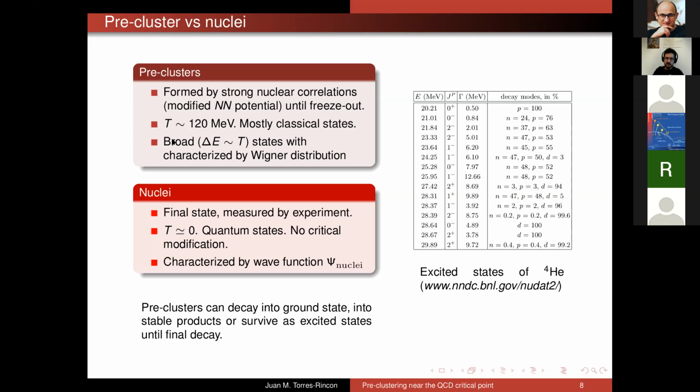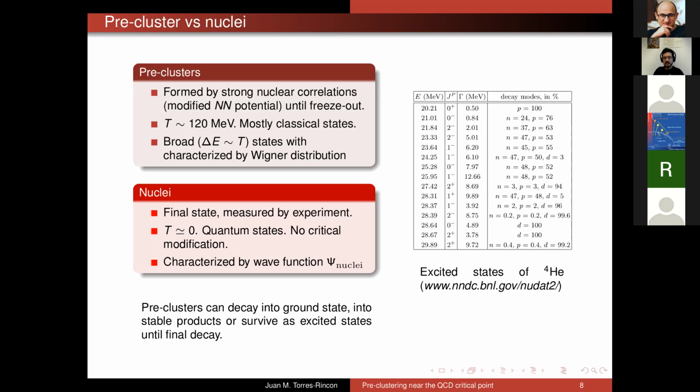And these are broad states. I mean, they do not have a definite energy. They are broad because the width of these states is of the same order as the temperature, which is non-negligible. And they should be characterized by some Wigner function in phase space. Now, these are not the same thing as nuclei. Nuclei are the final state particles that you measure in experiment, at temperatures close to 0. So they don't have this modification of the potential. The potential is now the standard potential, and they are characterized by the wave function.